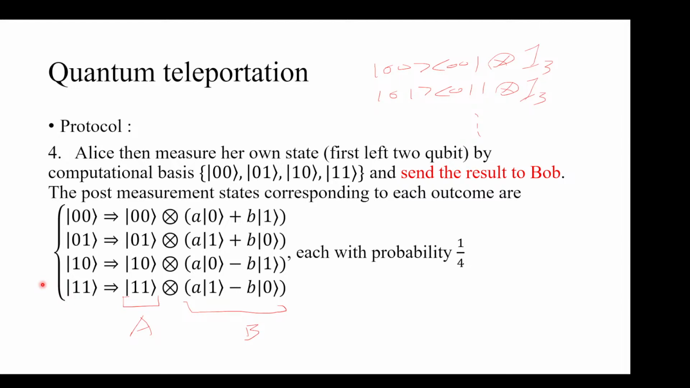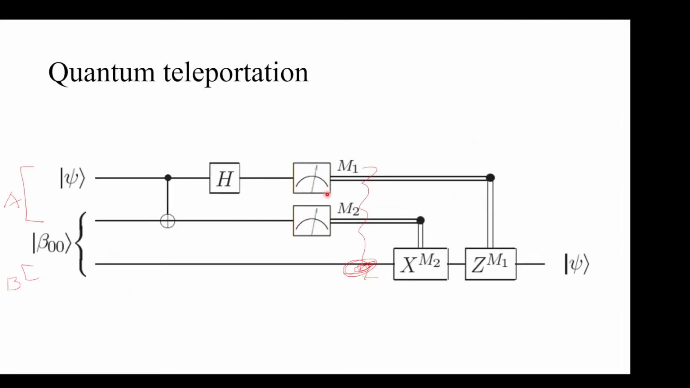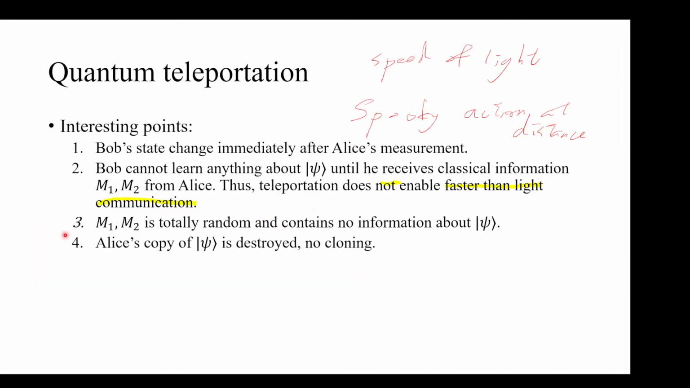It's really interesting. So M1 and M2 don't know anything about psi, and Bob's residual state doesn't know anything about psi, but the correlation kind of knows. And so when you combine M1 and M2 and Bob's state after measurement, you can recover your psi. That's teleportation. And also there is one more principle we don't want to break.